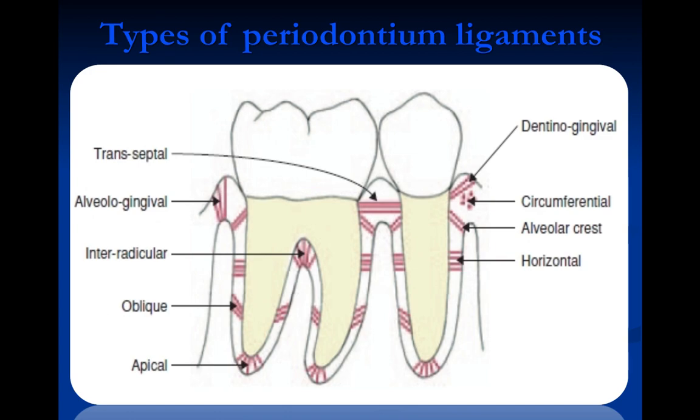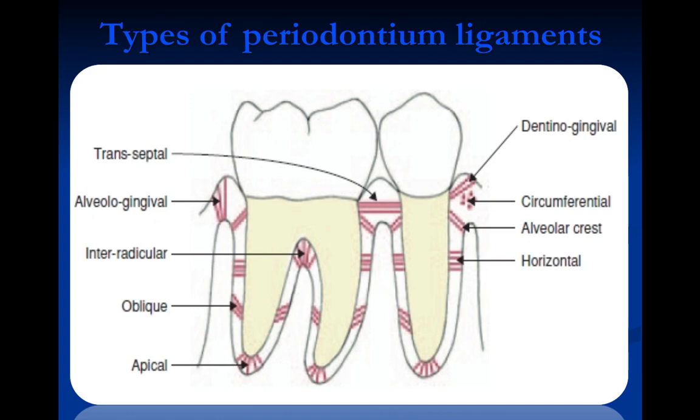Alveologingival fibers start from the alveolar crest and are fixed to the gingiva. Then dentogingival fibers start from the cementum of the root and are fixed to the gingiva. Then alveolar crest fibers start from the alveolar bone and are fixed to the cementum of the tooth. Horizontal fibers start from the alveolar bone and are fixed to the cementum of the tooth.